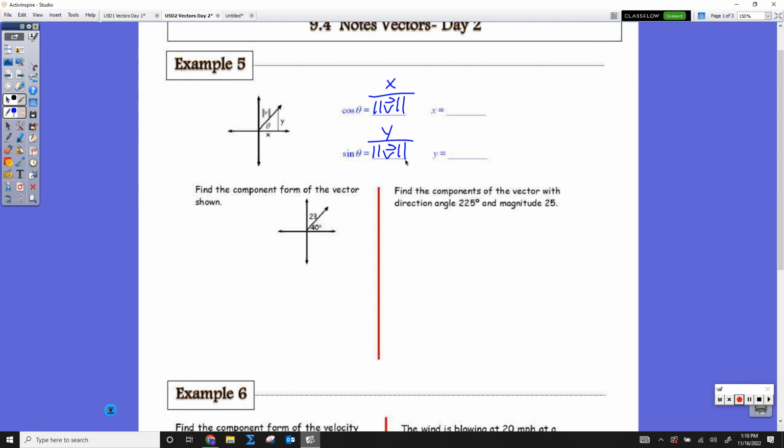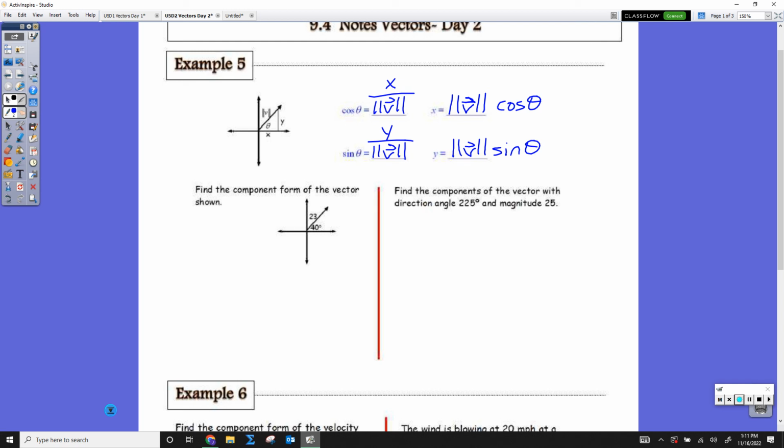Okay, so using algebra, if cosine of theta is equal to x over the magnitude of v, what does x equal? Just using this part right here, how would you change that? Yeah, multiply the magnitude over to the other side of the equation. So x is just the magnitude of vector v times cosine of theta. Therefore, y is the same thing, except it's the magnitude times sine of theta. Notice that x has always been cosine in this class and y has always been sine, like with the unit circle.